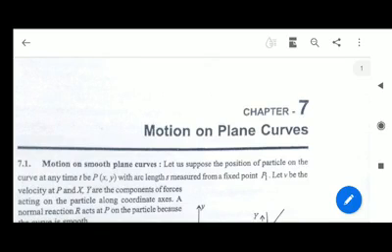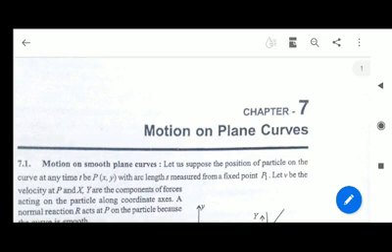Now today's topic is motion on plane curves. In this, we will consider the motion of a particle on a smooth plane curve, in which we don't consider the frictional force, roughness of the surface and so on.